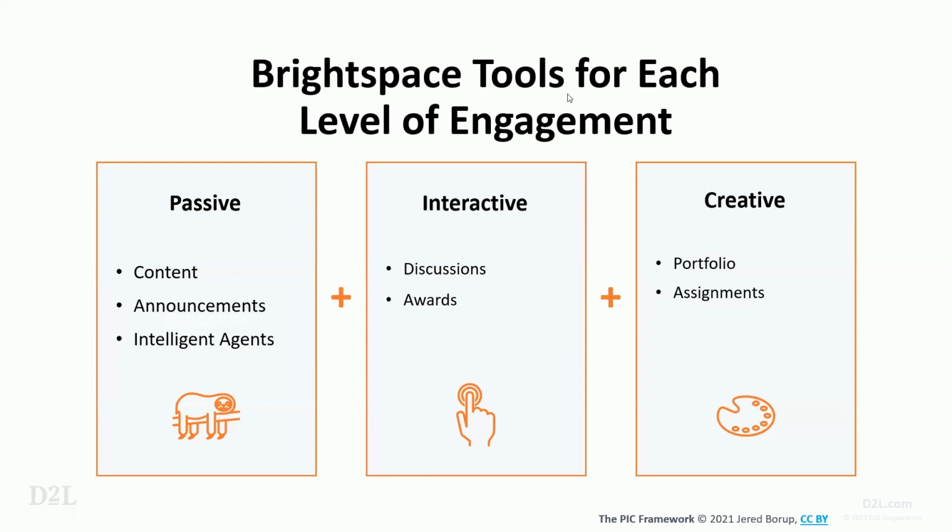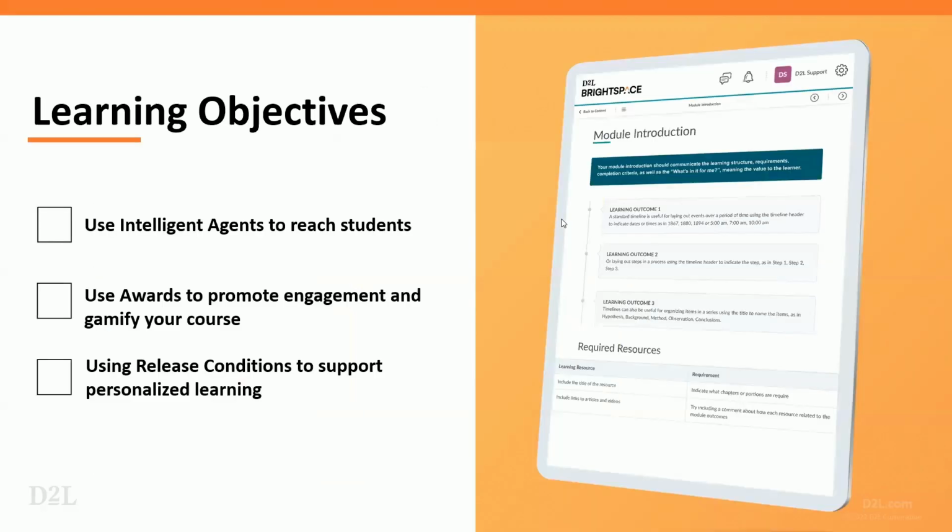We have a couple of different tools within Brightspace that allow you to reach the different levels of behavioral engagement. In our passive behavioral engagement, we have content, announcements, intelligent agents. For interactive behavioral engagement, we have discussions and awards. And for creative, we have portfolio and assignments. So with all of that, our learning objectives for today: we're going to talk about how you can use intelligent agents to reach students, how you can use awards to promote engagement and gamify your course, and how you can use release conditions to support that personalization of learning.